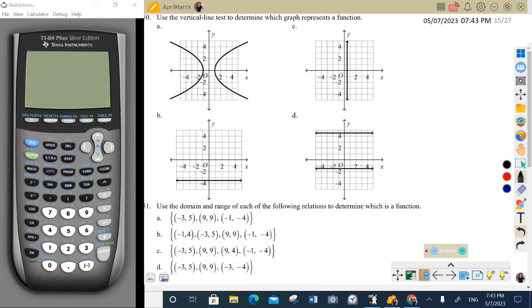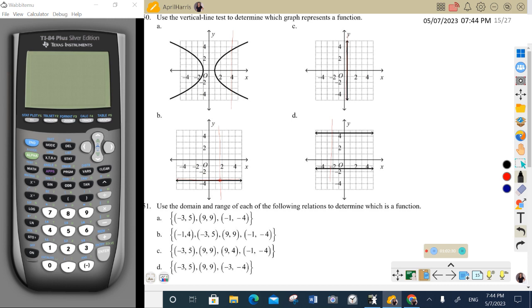Okay, vertical line test to determine which graph represents a function. So choice A fails the vertical line test. C fails the vertical line test. D fails the vertical line test. B passes the vertical line test. It only touches your vertical line once. Also, this is in the y equals 0 family because it's a constant function. Anything that looks like one of the 12 families of functions is a function.